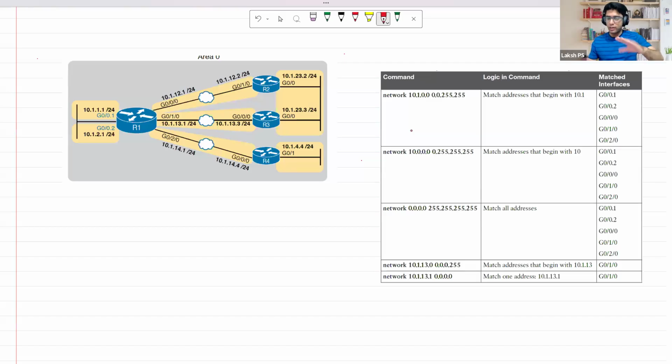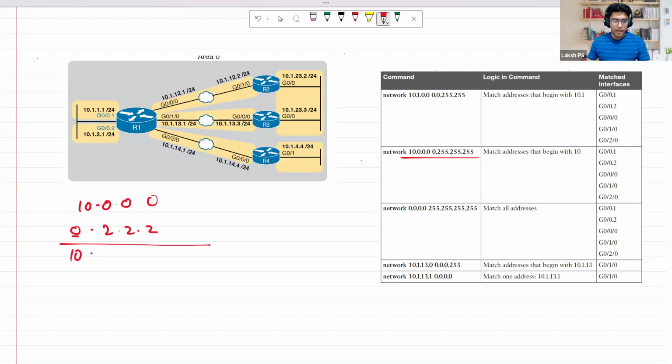You guys are confused, I know. Let's look at a few other examples. Next, we'll look at this one: 10.0.0.0 and the wildcard mask is 0.255.255.255. Over here, as I said, wherever there is 0, it will mark that particular octet in the IP address and it will ignore the rest of the octets. And with this, it will check all the interfaces that have an IP address starting with 10.